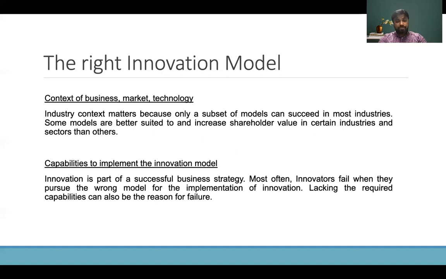So that's all for today's lecture, and I hope you got the point and the concept of different innovation models and how you can select the right innovation model for your company.